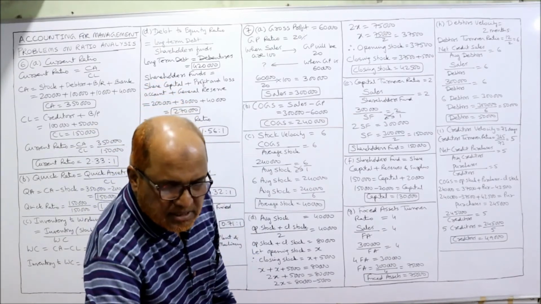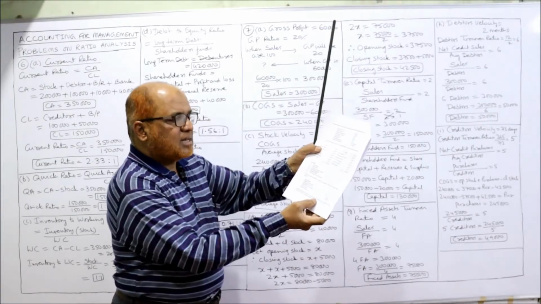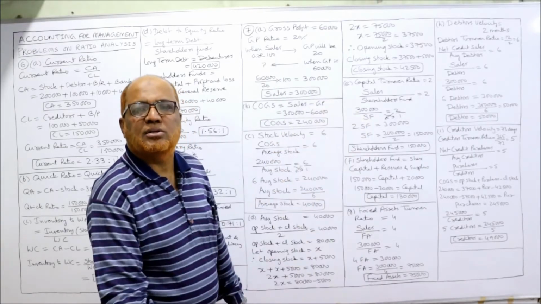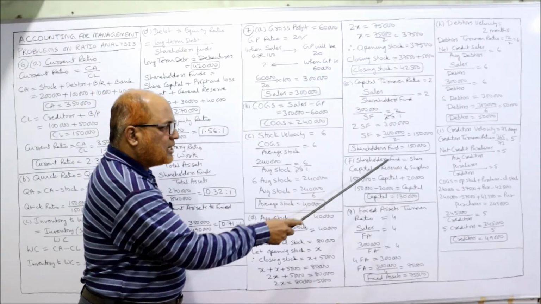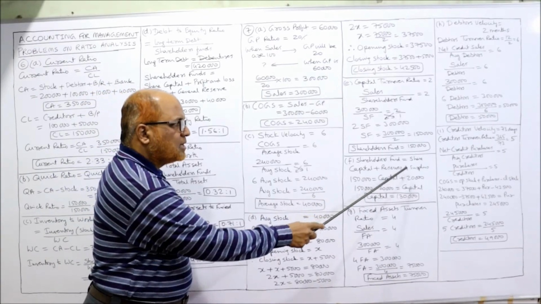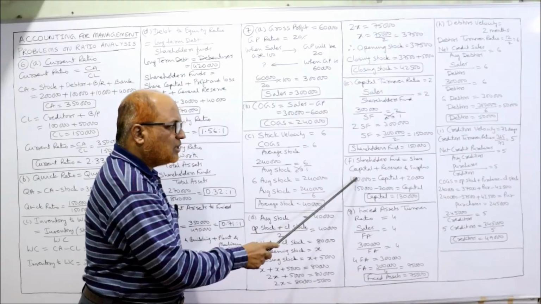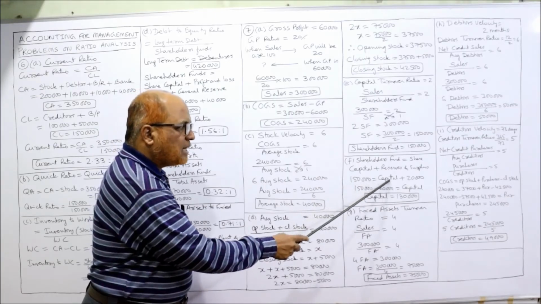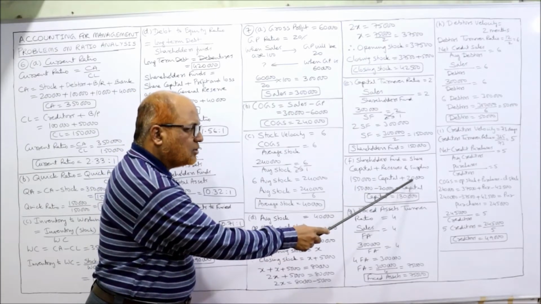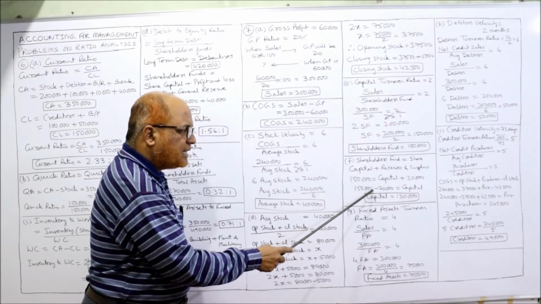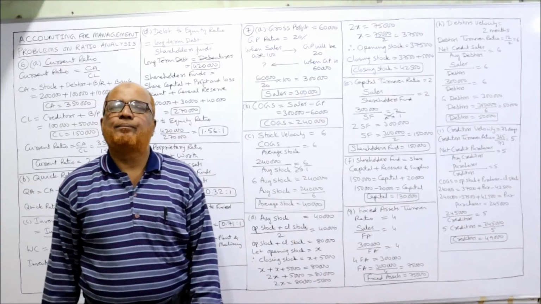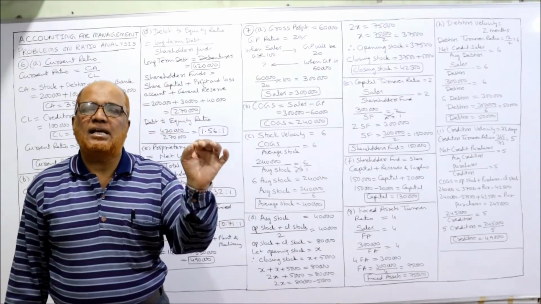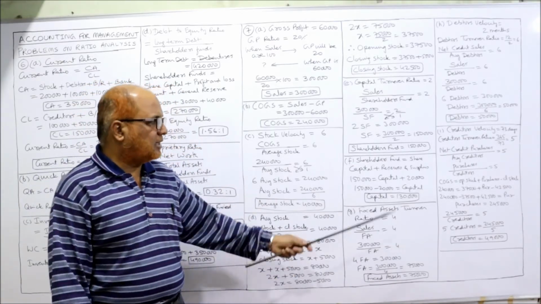And reserves and surplus is given in the problem. The reserves and surplus amounted to 20,000. Reserves and surplus are 20,000. So shareholders fund is equal to share capital plus reserves and surplus. So shareholders fund we got 1,50,000 is equal to capital plus reserves and surplus are 20,000. Bring this 20,000 to LHS, minus 20,000. So 150 minus 20 is 130. We got capital is equal to 1,30,000.